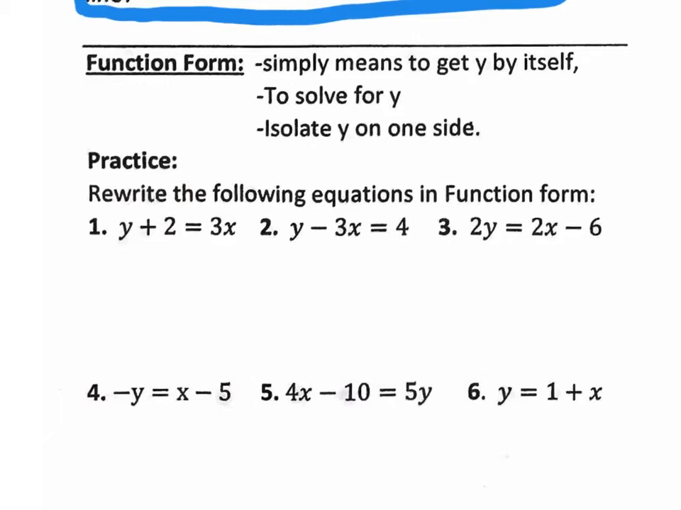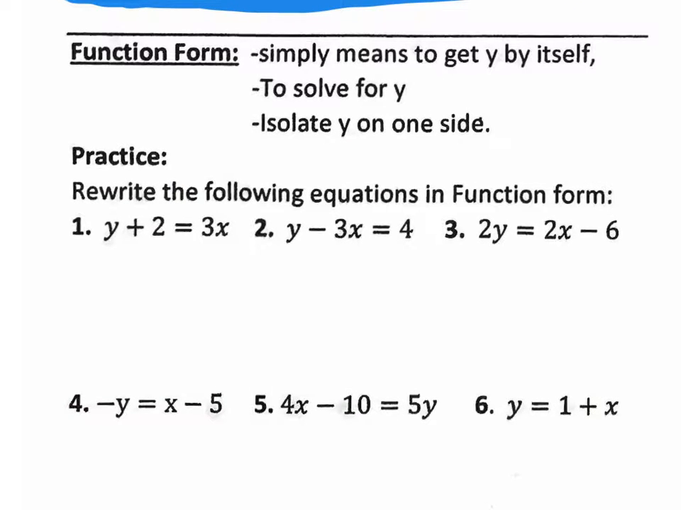And we also already have done function form. I'm going to pause right here. I want you guys to try to do 1 through 6. Again, function form is simply getting y by itself on one side of the equal sign.